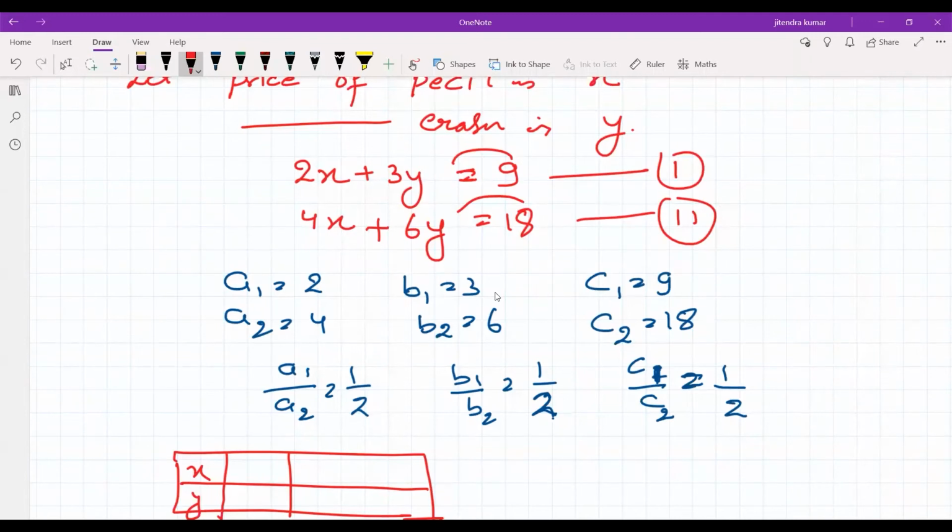In some questions, 9 will be written on the left side and 18 on the right side. There you can't make the mistake. You just have to bring them into the same form first. In both, either the constant part should be on the right side only, or on the left side only.